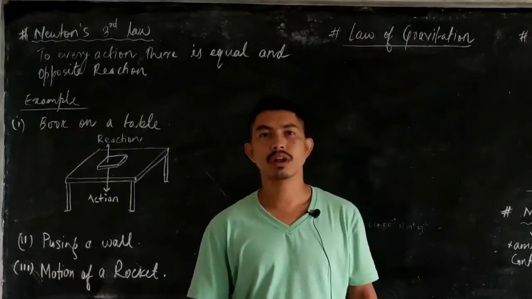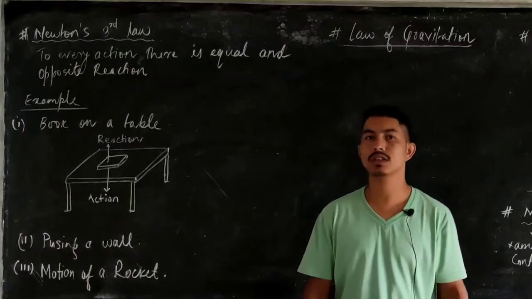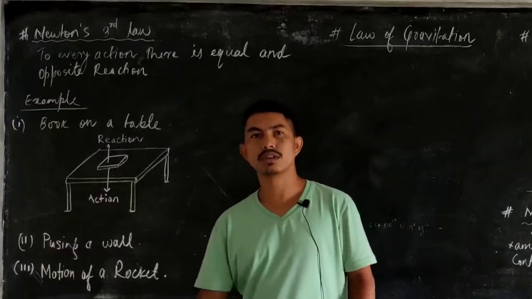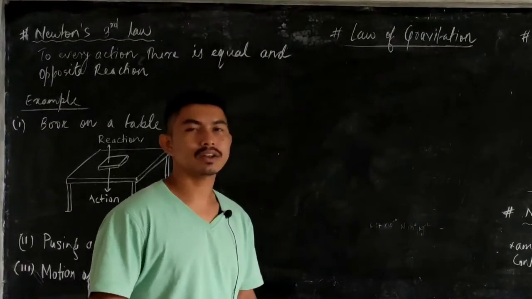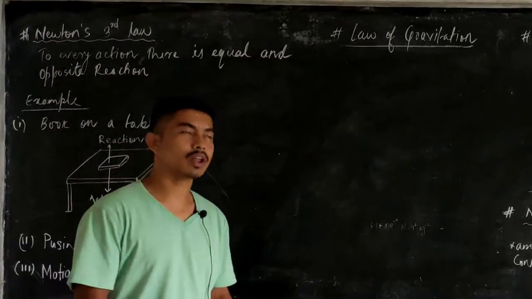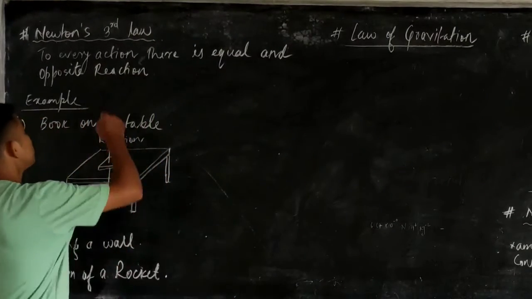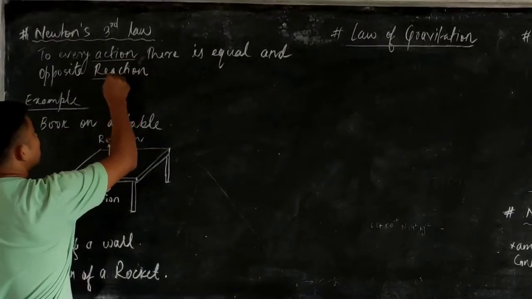Today we will be continuing the chapter Laws of Motion from your physics textbook, and this is going to be the last topic of your chapter. So what we were left with was Newton's third law of motion, which states that to every action there is an equal and opposite reaction. There are two important words, action and reaction.